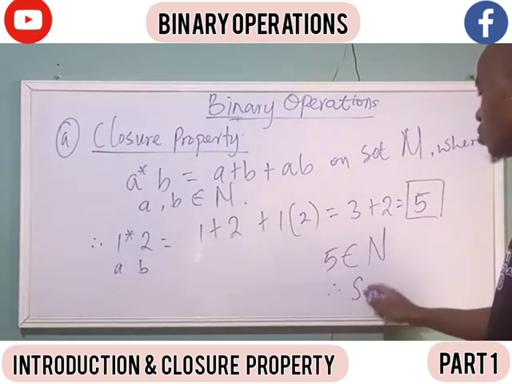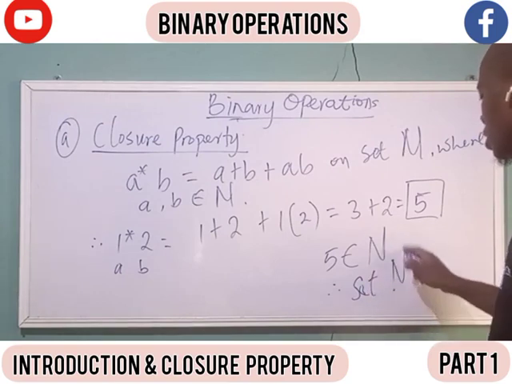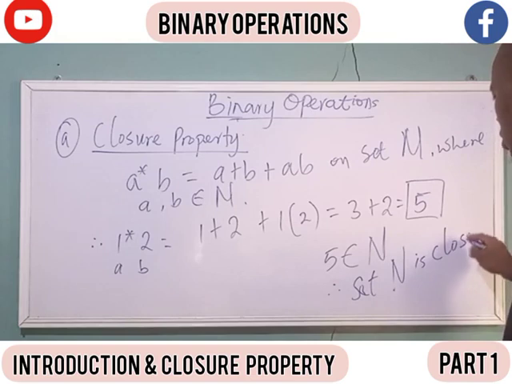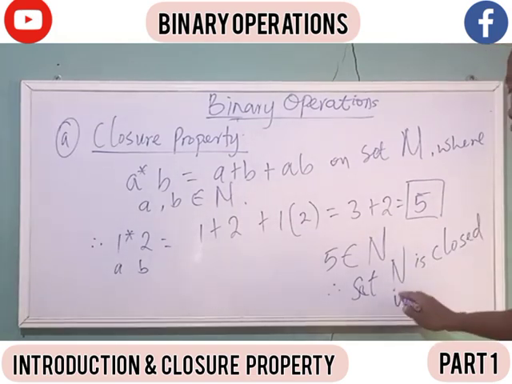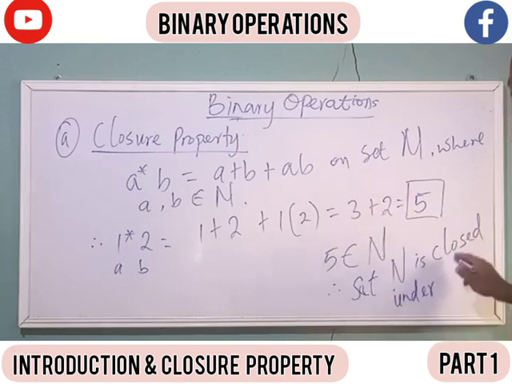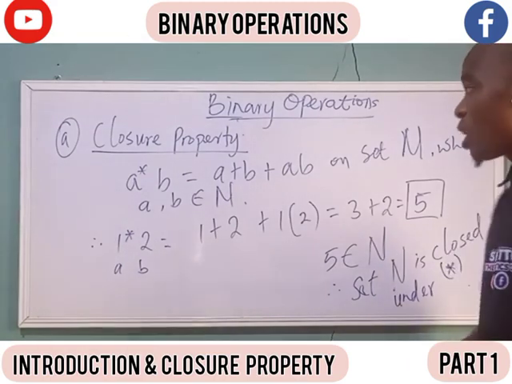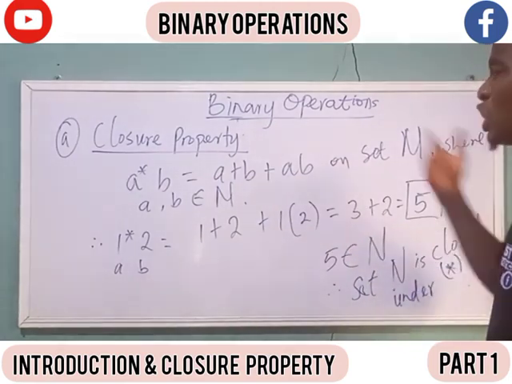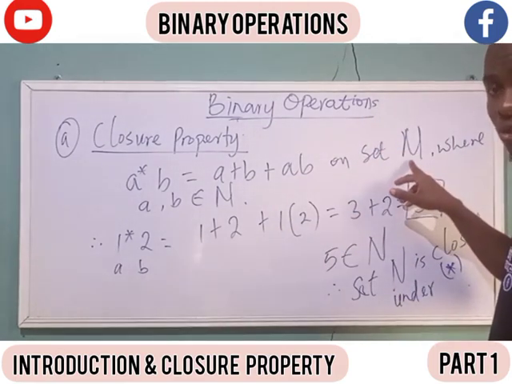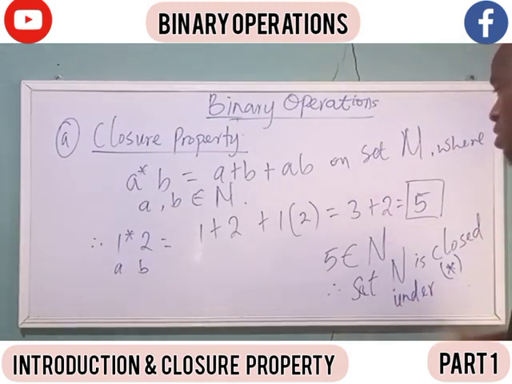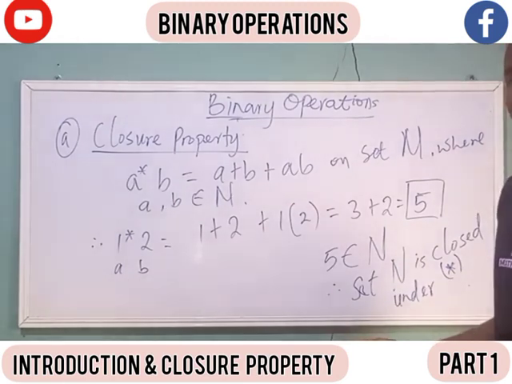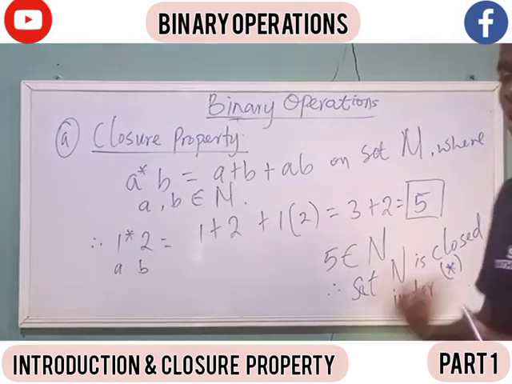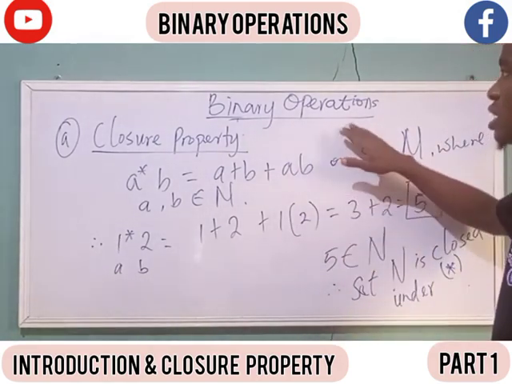Definitely we said the set N is closed under the operation asterisk. Are you getting now? And that is it about the closure property. Now, if this happened and the result we have did not belong to the set of natural numbers, definitely we say that the closure property is not satisfied. Do you understand? We say N is not closed. Are you getting that? And that is going to be the end of today's tutorial on binary operation.